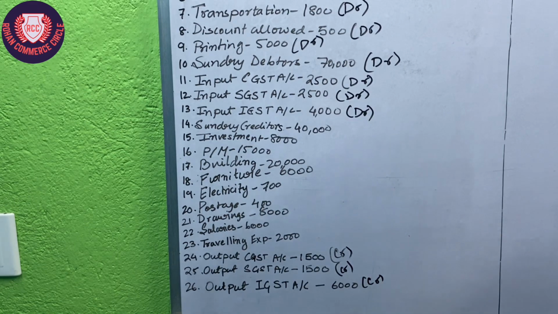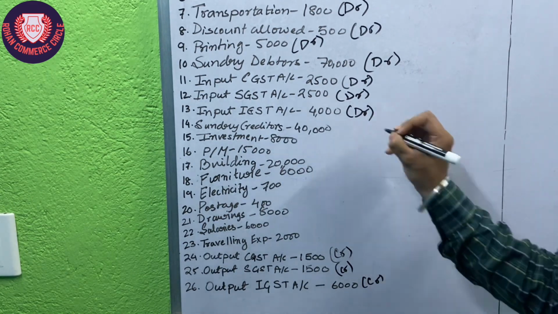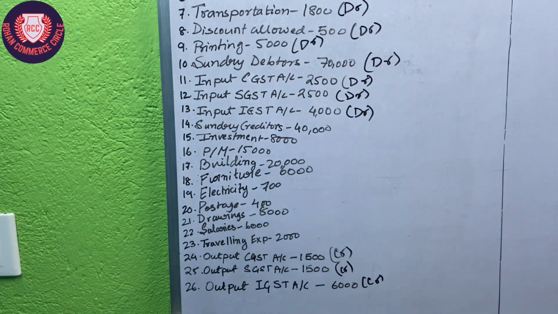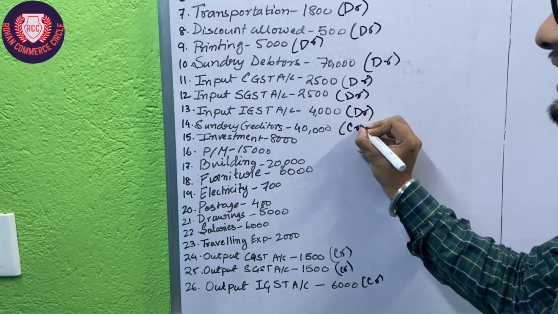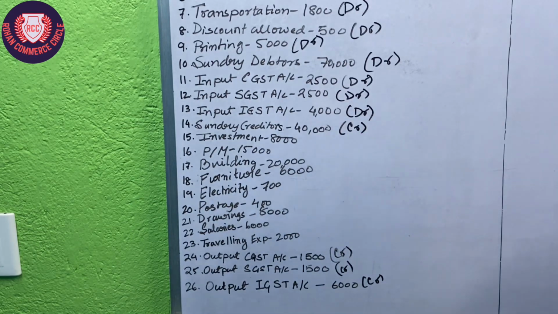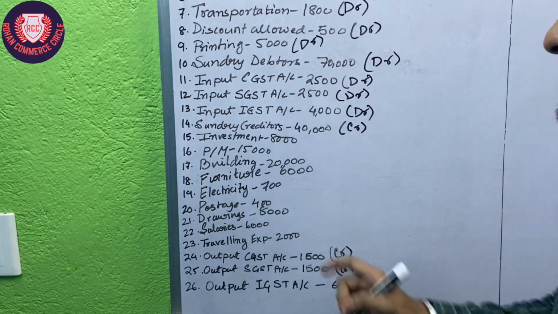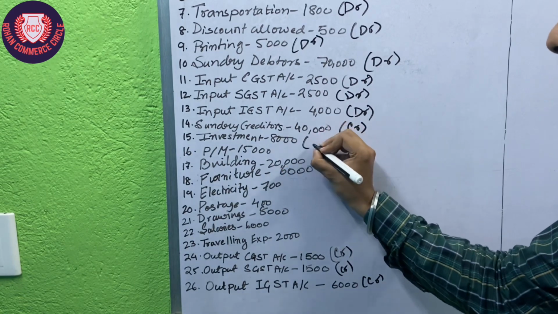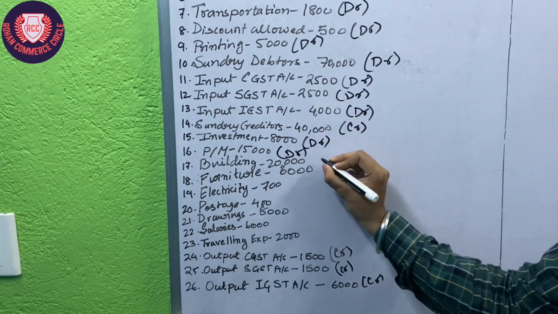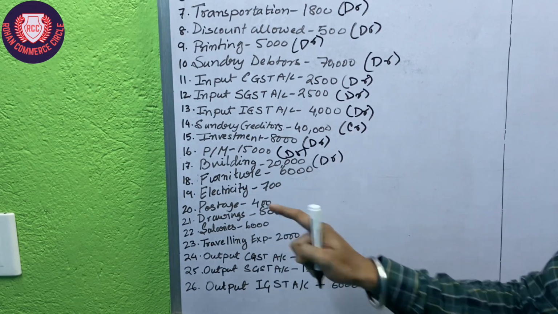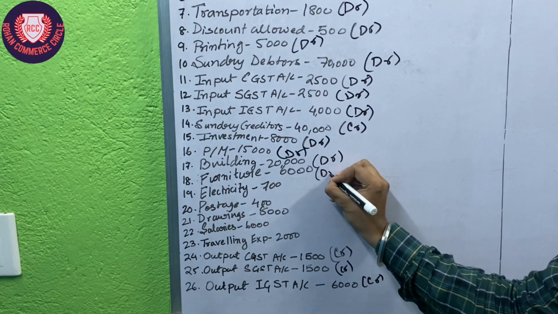Okay, next coming to sundry creditors. So what is sundry creditors? Sundry creditors will have credit balance because those are liabilities. Investment is an asset, so we have debit balance. Plant and machinery, debit balance. Building, debit balance. Furniture, debit balance.